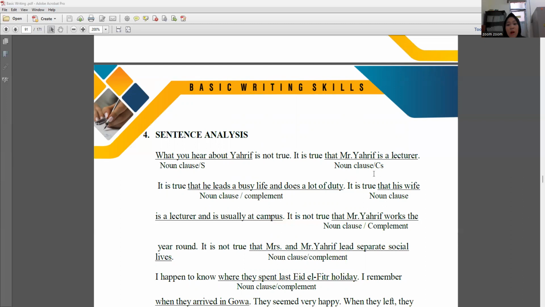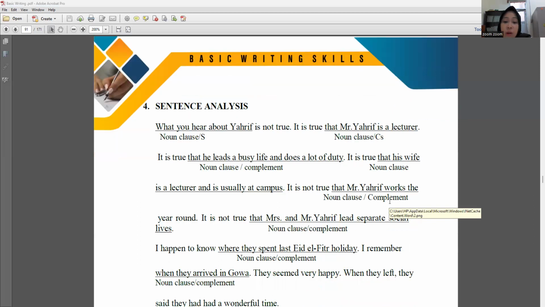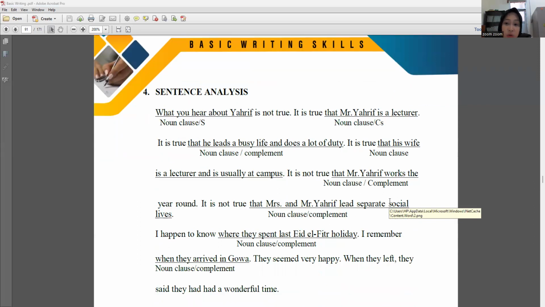Yeah, it's true that Mr. Yahrif is a lecturer, noun clause. And then it's true that he leads a busy life and does a lot of duty. This clause is called noun clause as complement. And then we have it's true that his wife is a lecturer and is usually at campus. Also noun clause as complement too. And then it's true that Mr. Yahrif works the year round. It's true that Mrs. and Mr. Yahrif lead separate social lives, as noun clause complement.